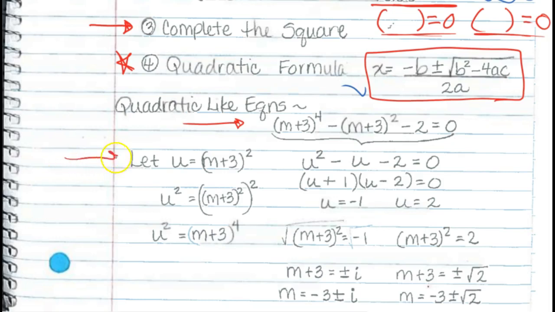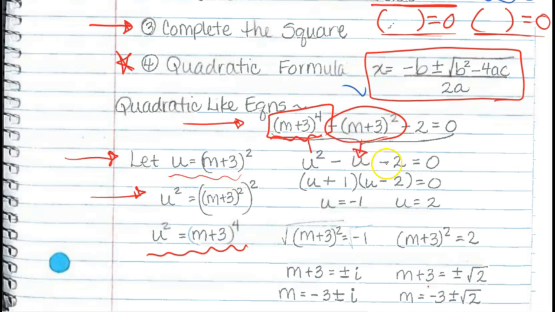We're going to let u equal the quantity m plus 3 squared. And that's usually this guy right here in the middle. I just wanted to make sure that that's usually where you find it. Because if I square it, I'm actually going to get the quantity m plus 3 to the 4th power, which is what we have right here. So by substitution, this quantity m plus 3 to the 4th power is the same thing as u squared, and this quantity m plus 3 squared is the same thing as u.